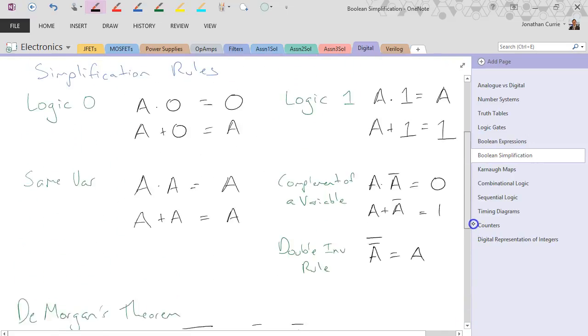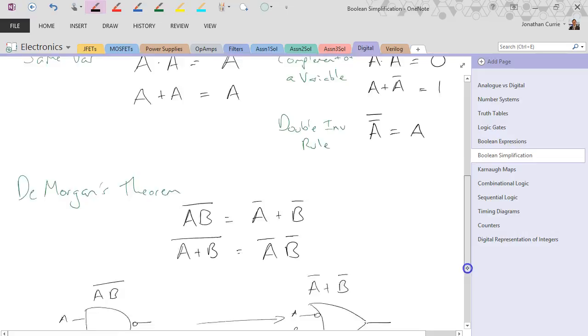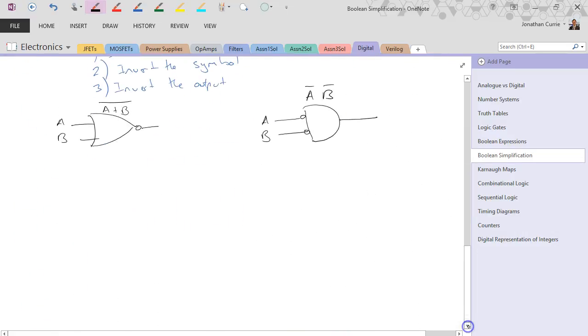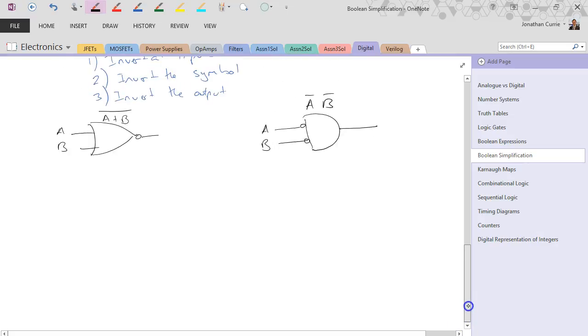So, these are your rules. Let's put them into practice and see how we can solve this problem up here and one more. Okay, first problem.